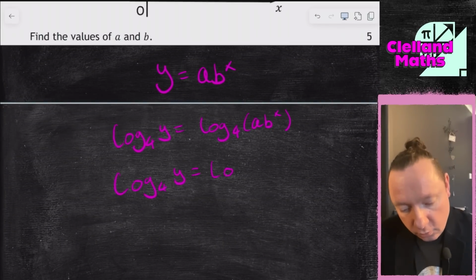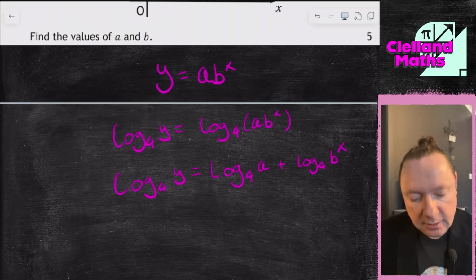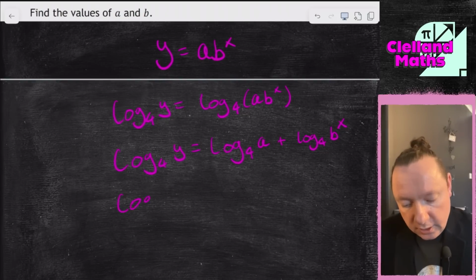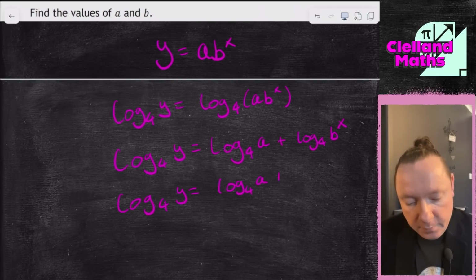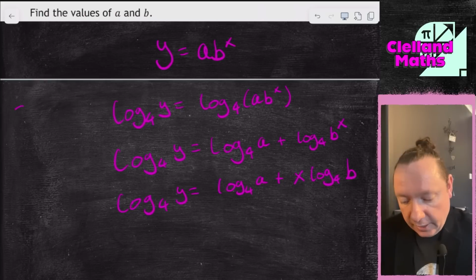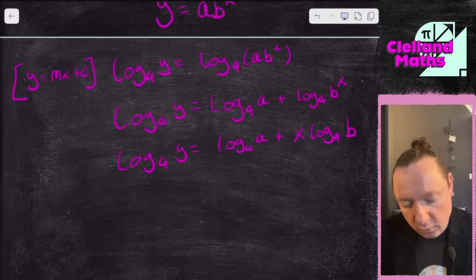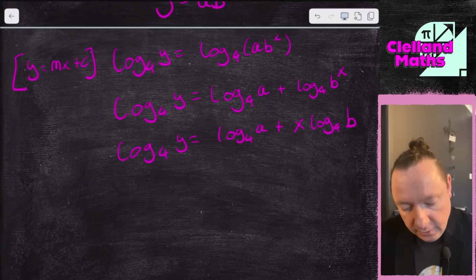So I can say I've got log base 4 of a plus log base 4 of b to the x. Rules of logs say I can take the power down to the front, so we get log 4 a plus x log 4 b. And I'm always keeping in mind that this is a straight line. So the equation of a straight line in general is y equals mx plus c. So I kind of want to make it look like that, except it's going to say log. So I've got y, basically.